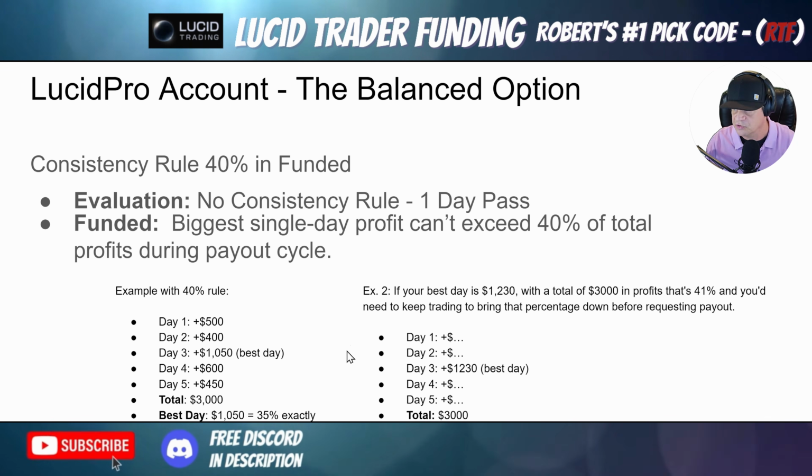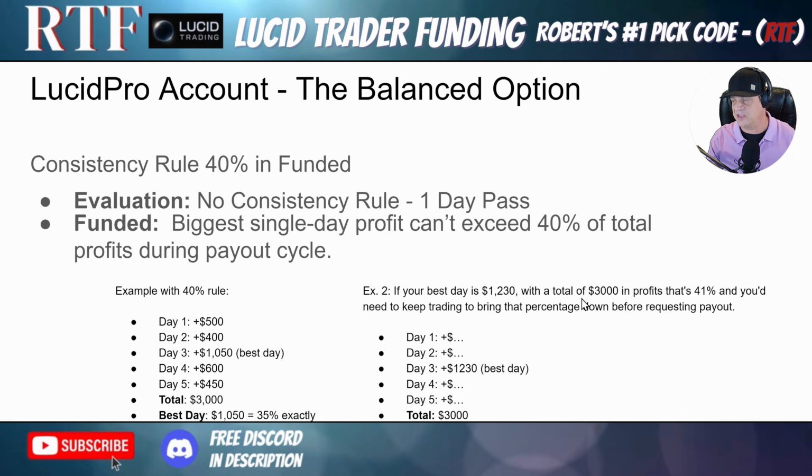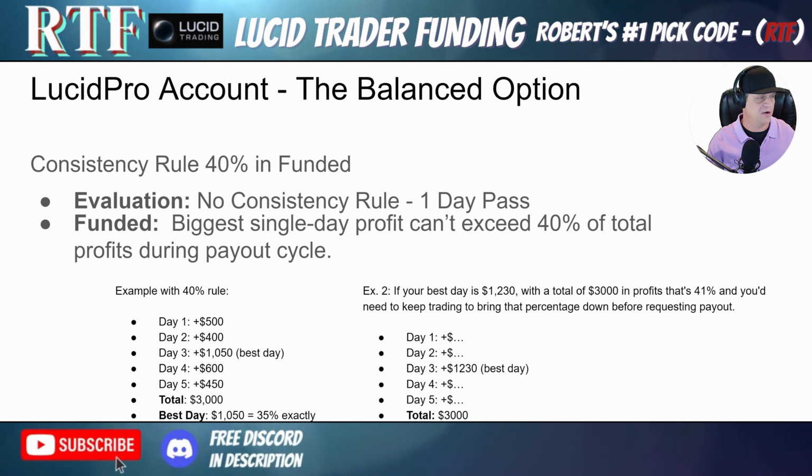And then for example 2, let's just say that your best day is $1,230. And the same thing with a total of $3,000 in profit, then that would be 41%, and you would need to keep trading to bring the percentage down before requesting a payout. You can find out more about the consistency rule calculations on the website, and I will link that in the description.